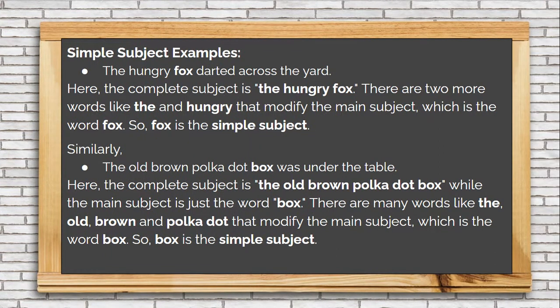Simple subject examples. The hungry fox darted across the yard. Here, the complete subject is the hungry fox. There are two more words like the and hungry that modify the main subject, which is the word fox. So, fox is the simple subject.